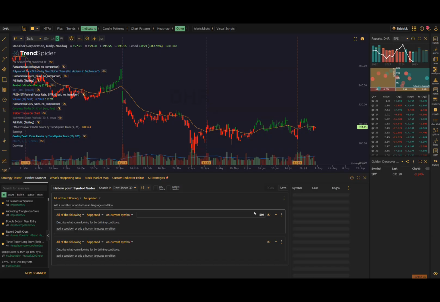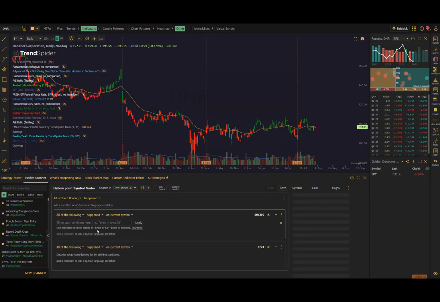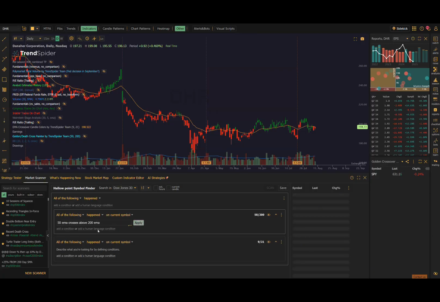Like this one could be the 50/200. This one could be the 9/21. Is there another one you use, or just these two? Those are the four. Yeah, 9/21, 50/200, and you use EMA. So 50 EMA crosses above 200 EMA, and then 9 EMA crosses above 21 EMA. Yeah, so you can add both of these.